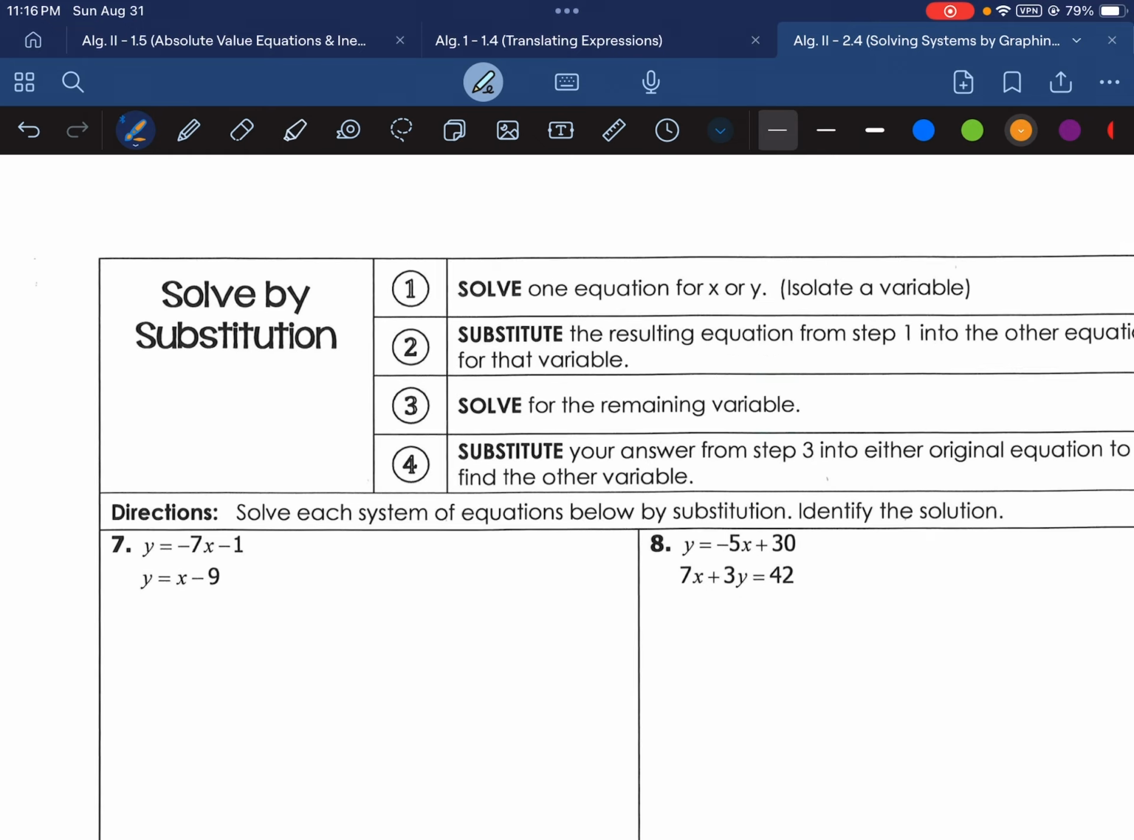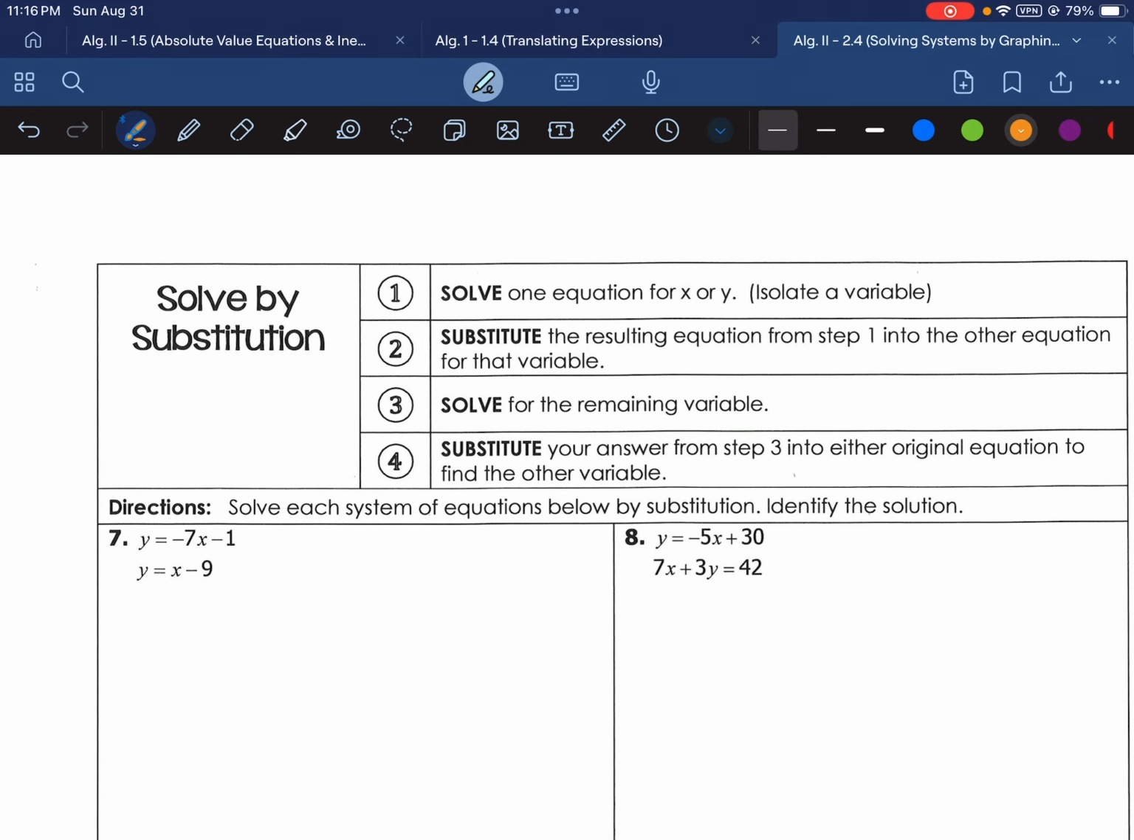Solving by substitution. So this is our second method today. This is one of what we call algebraic methods. So rather than a visual example, we just do this all by hand and with pure math along the way. So our rules here are we're going to solve one equation for x or y.